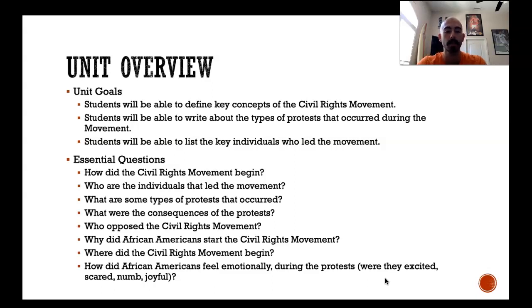Essential questions. First one is, how did the civil rights movement begin? Who are the individuals that led the movement? What are some types of protests that occurred? What were the consequences of the protests? Who opposed the civil rights movement? Why did African Americans start the civil rights movement? Where did the civil rights movement begin? And how did African Americans feel emotionally during the protest? Were they excited, scared, numb, joyful?